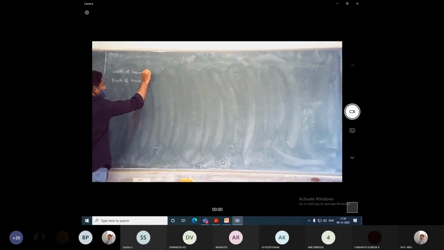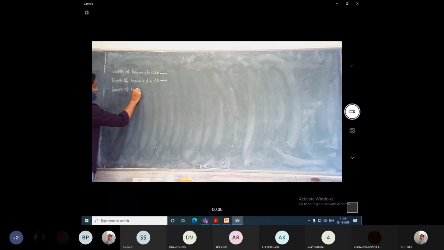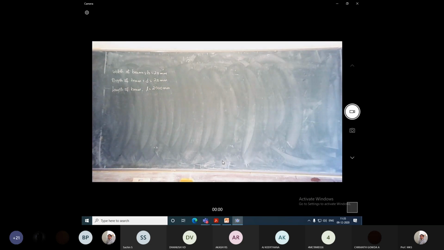So width is B, B is 20 mm, then depth is our... length of beam, that is L, is 2 meters, right? Or 2 into 1000, or 2000 mm. Convert meter to mm. Then the beam is acted with a load W at the ends.